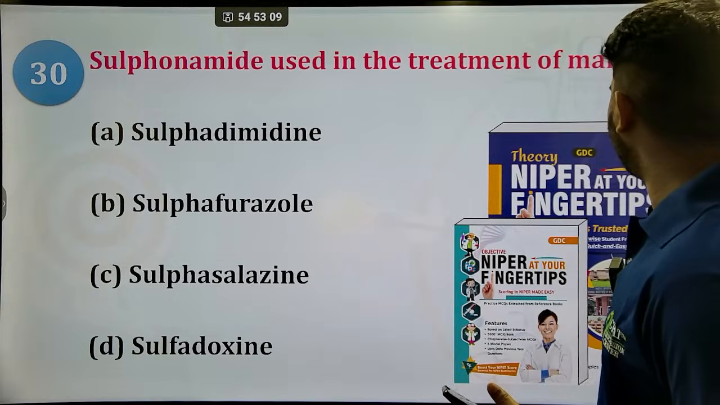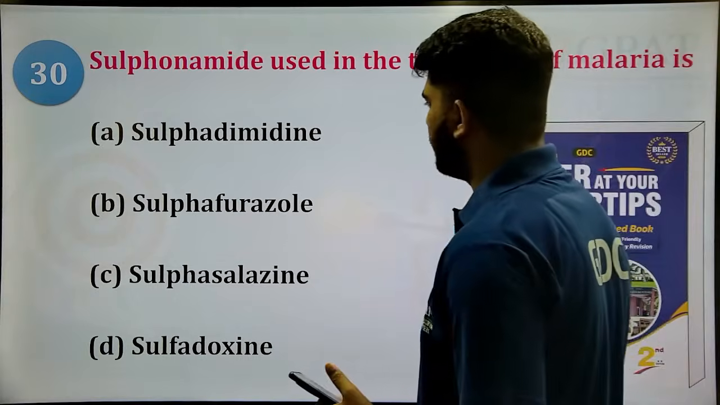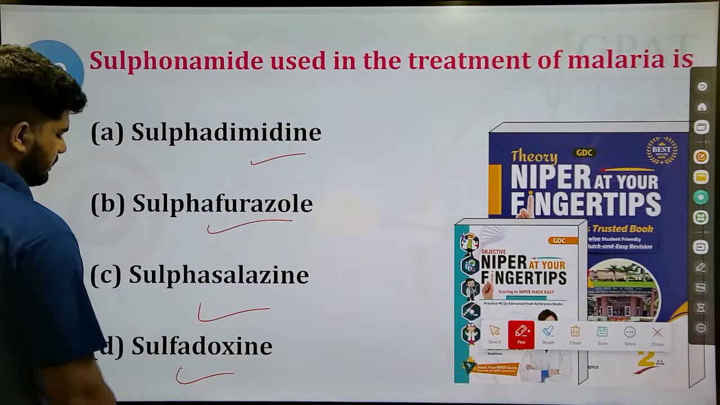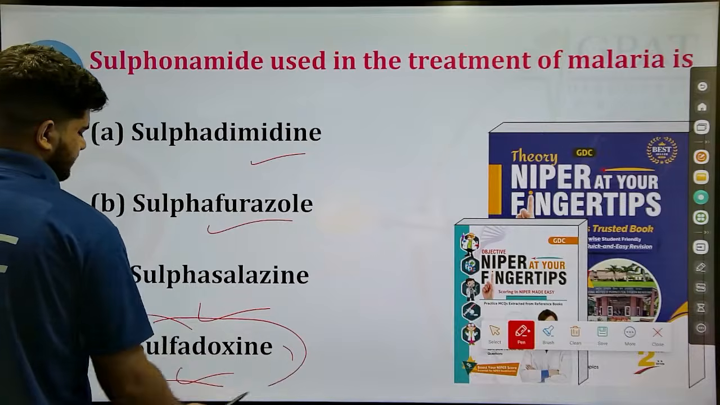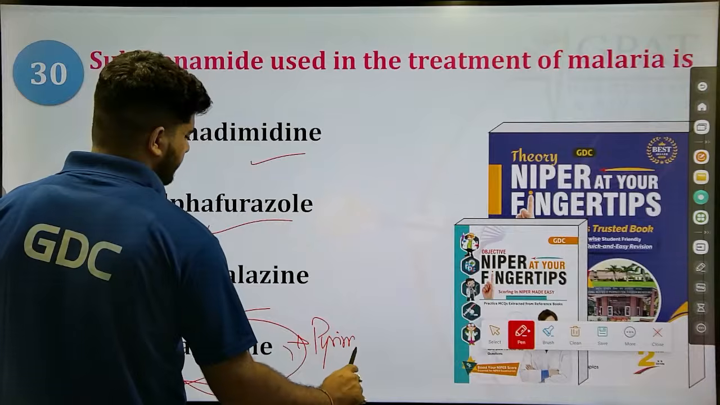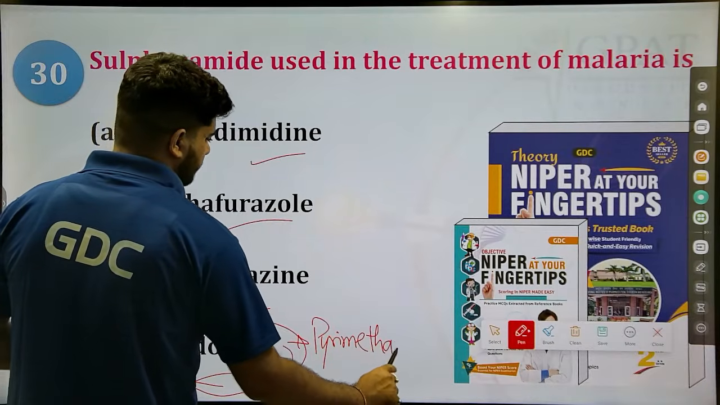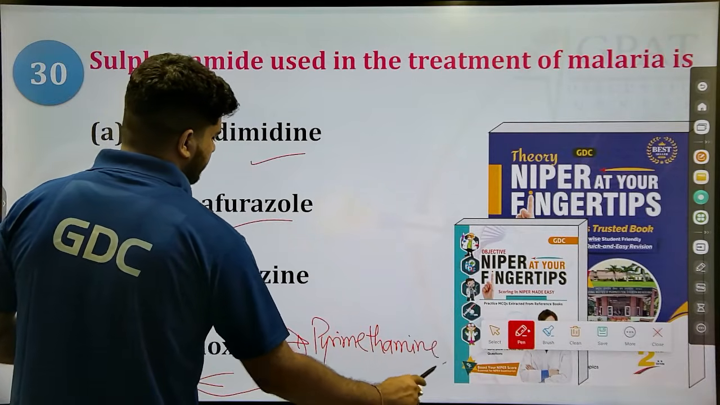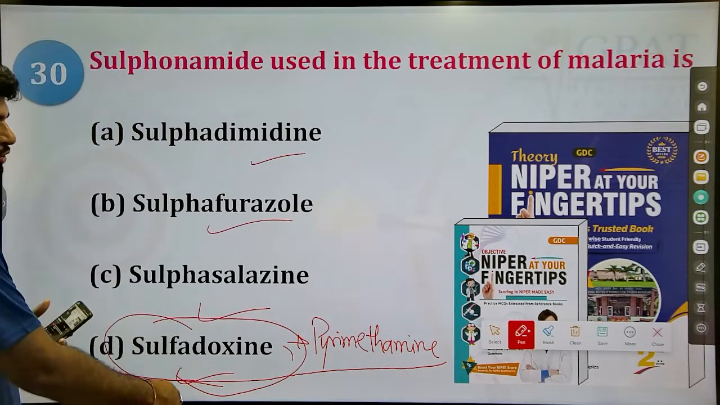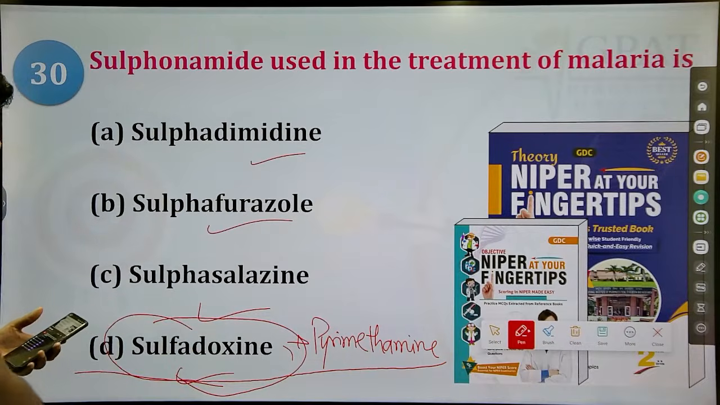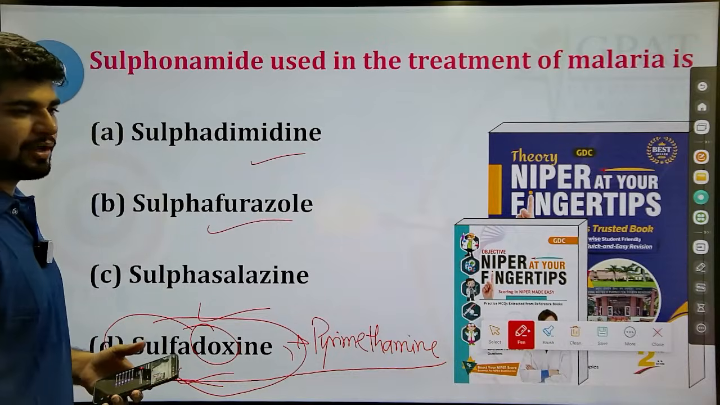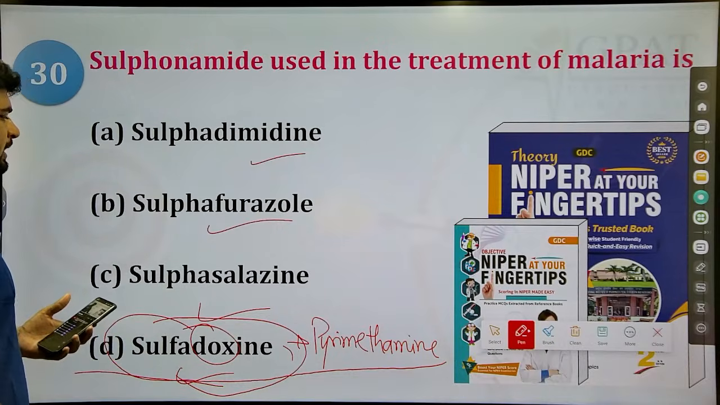Sulfonamide useful in the treatment of malaria. Sulfadiamidine, sulfafurazole, sulfasalazine, or sulfadoxine? So sulfadoxine plus pyrimethamine, right? These are the ones known to be useful in malaria over here. Sulfadoxine is nothing but your long-acting drug.